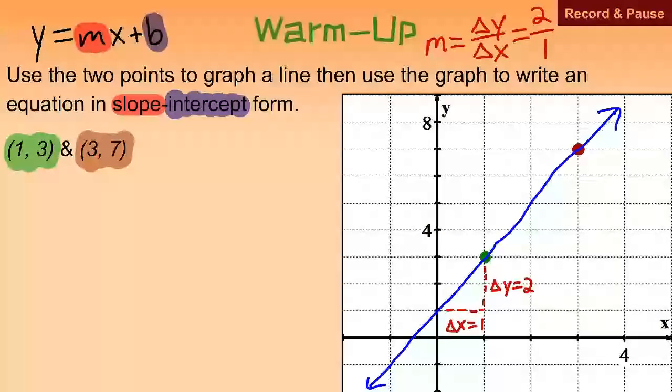Then that is my slope. And my y-intercept is the place on the line where it crosses the y-axis. So here's my y-axis right here. My line crosses the y-axis right there at the point right here. And that is the point 0, 2. And remember that when we're talking about the y-intercept, we focus on the y part there.